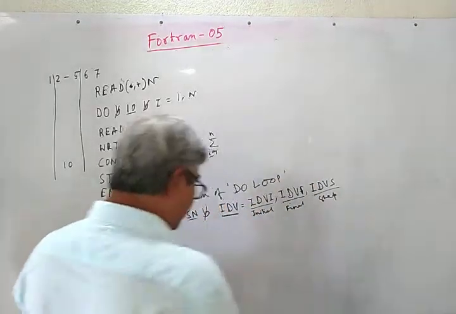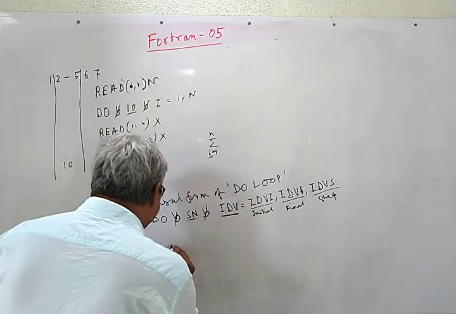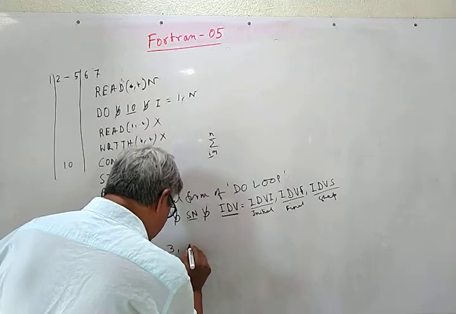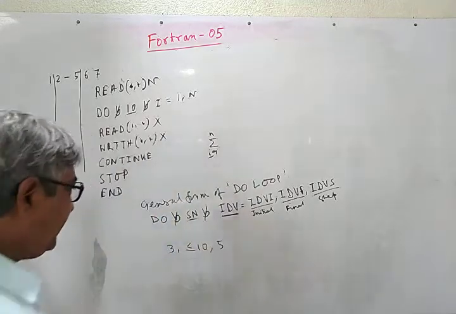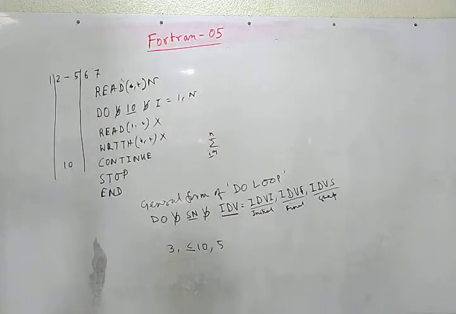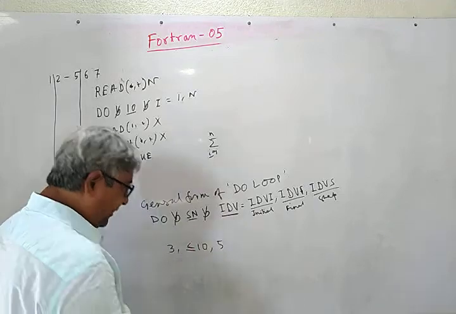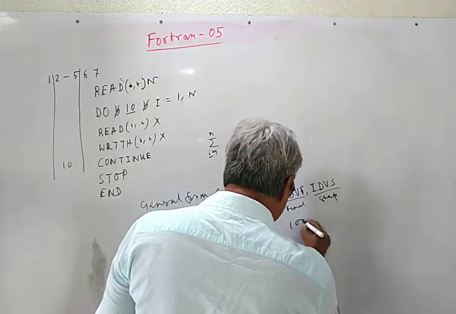So for example, if we have an AP whose first term is 3, last term is less than 100, and common difference is 5, we need to generate the terms of the AP. Then the do loop will be do 30, 5.